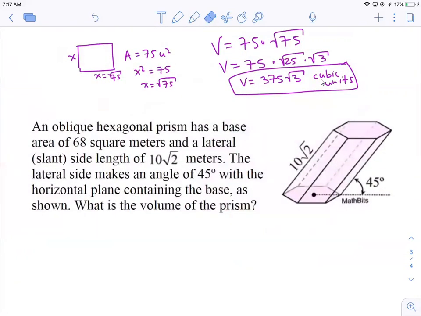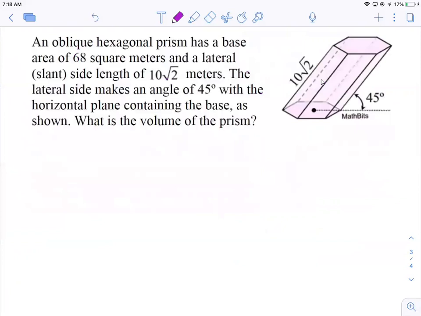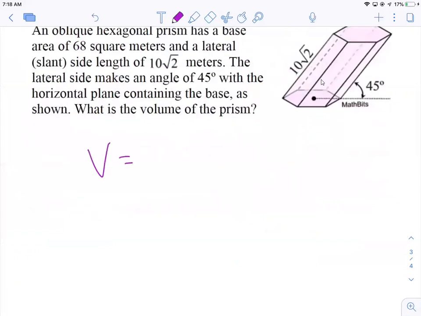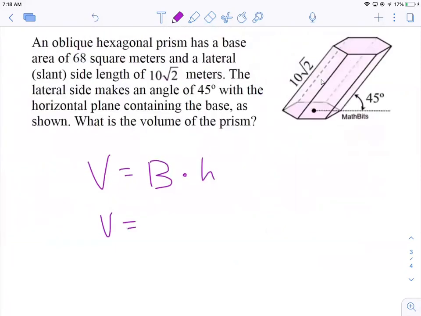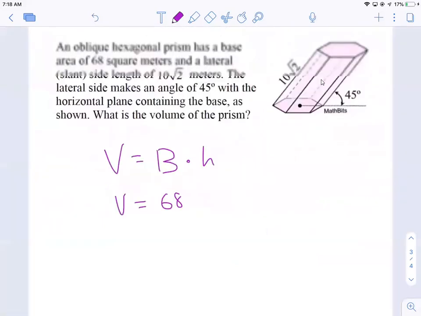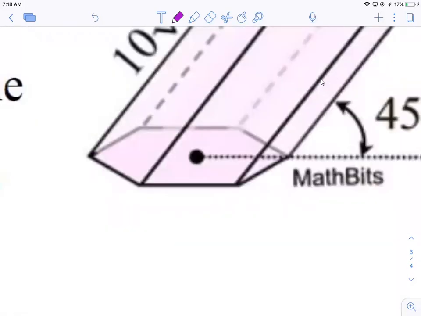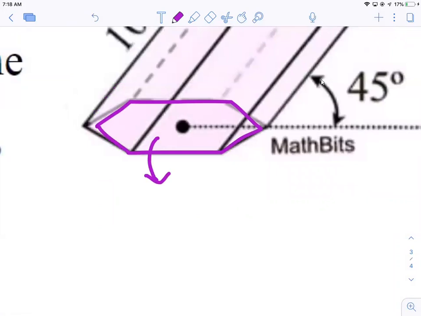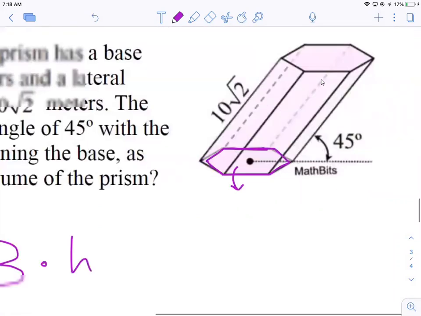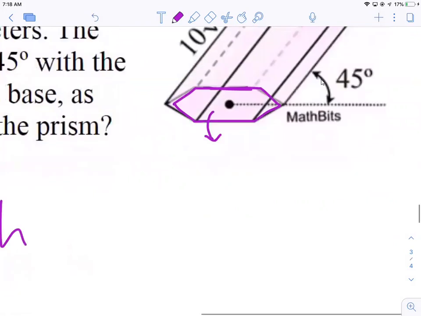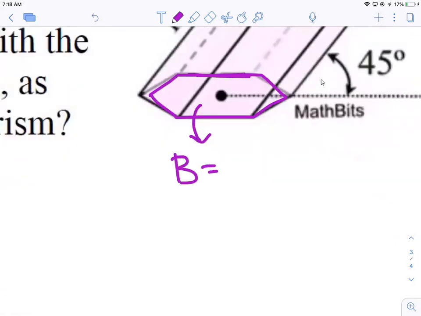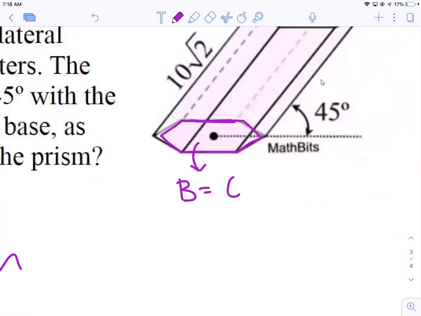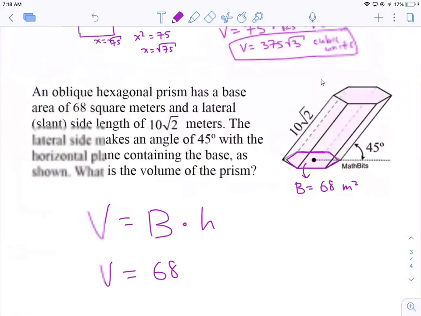So an oblique hexagonal prism has a base area of 68. Ah, we're already halfway done. You know, the volume of any prism is area of the base times the height. They already just gave us the area of the base. They told us it was 68 square meters, right? So that was very, very nice of them, right? They could have gave us like one of these lengths and told us it was a regular hexagon or something and asked us to find the base, which would be a lot more work, but they just gave this to us, 68 square meters. So all we have to do now is find the height.